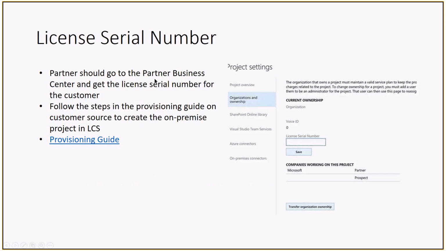So just a couple of steps here: get your license serial number from the Partner Business Center, and then use this provisioning guide to get your LCS project provisioned. Those are the 2 main points on this slide.